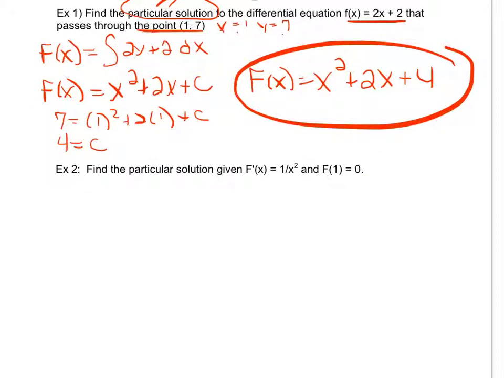Feel free to pause the video and try them on your own at any time. All right, so in example 2, I want to find a particular solution to this given differential equation. So what was it before it was differentiated?